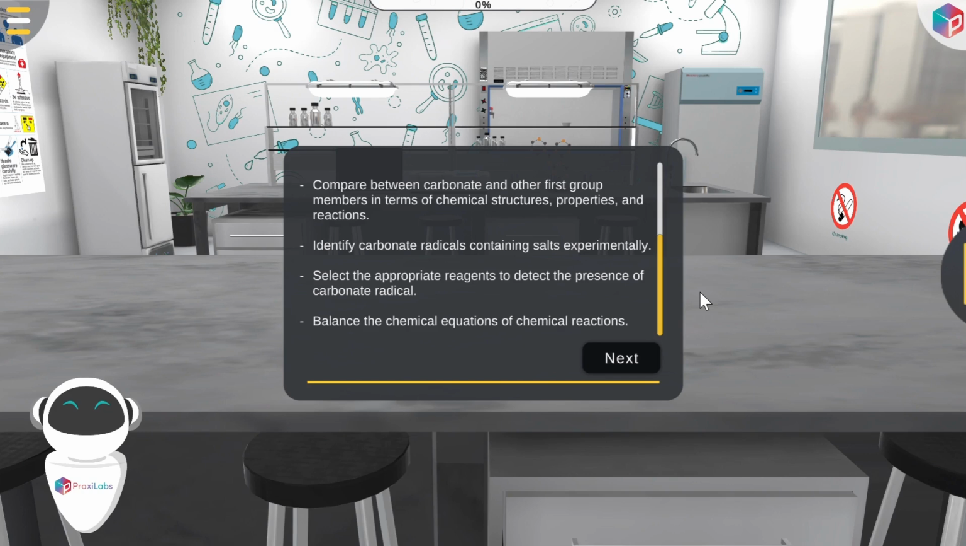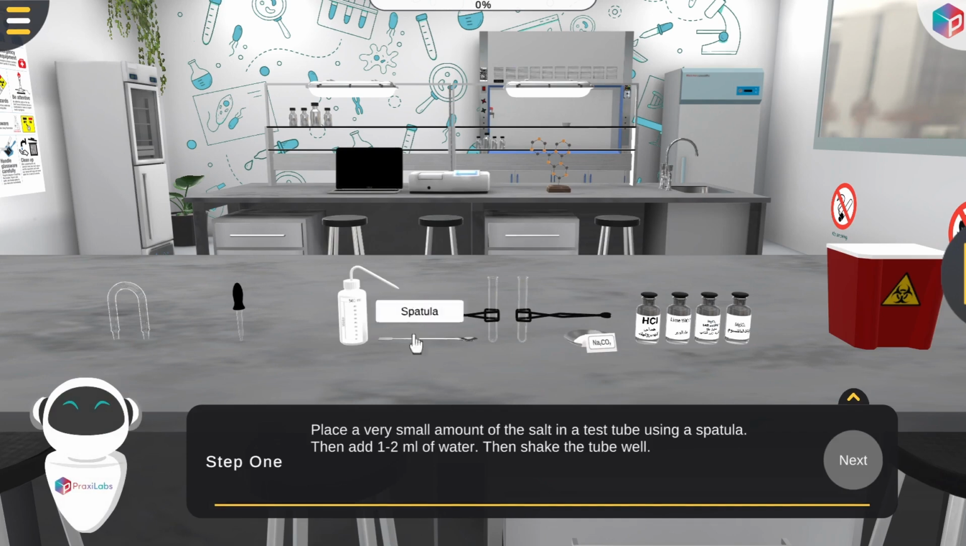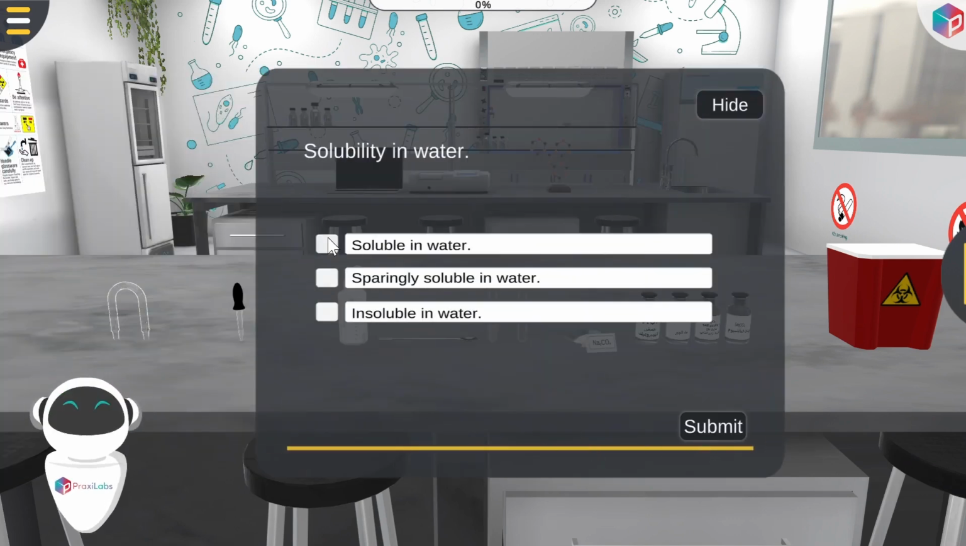Let's begin the experiment. You can follow your progress using the progress bar at the top of the page. Step 1. We will start by testing the solubility of the salt in water. 1. Place a small amount of the salt in a test tube using a spatula. 2. Add 1 to 2 milliliters of water and shake the tube well. Observation: the salt color is white, and it is soluble in water.